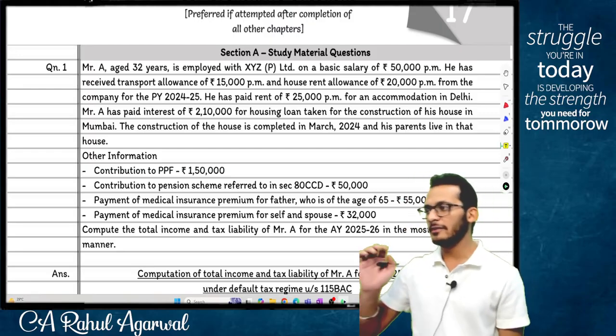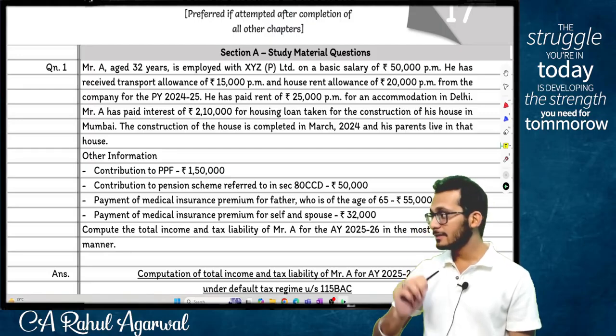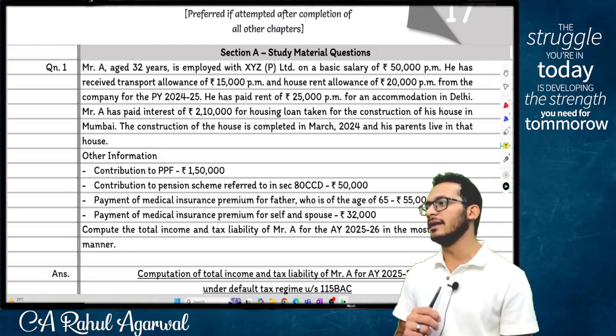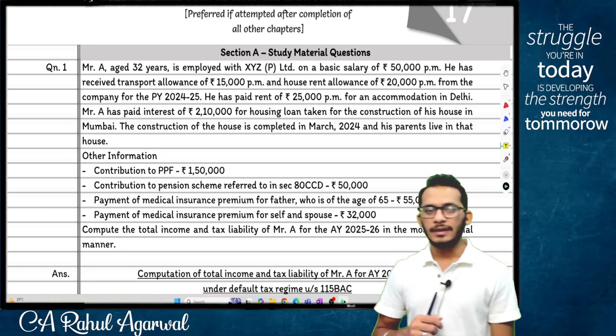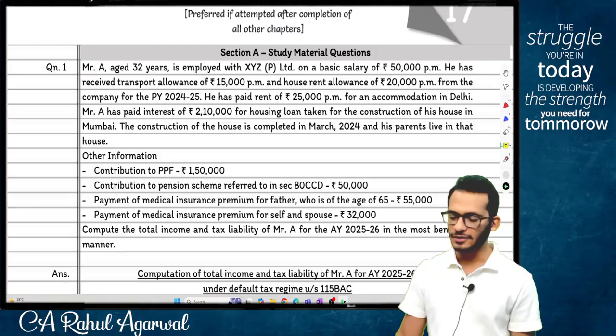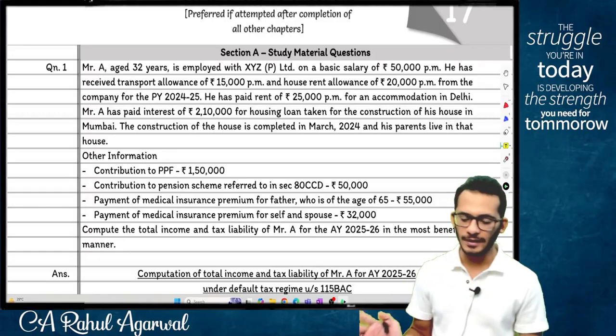For those who remember, people, when it comes to transport allowance, it is fully taxable unless and until the person is a disabled person. Unless and until the person is a disabled person, this is fully taxable. Nothing is mentioned, so I'm assuming the person is healthy and therefore this is fully taxable.